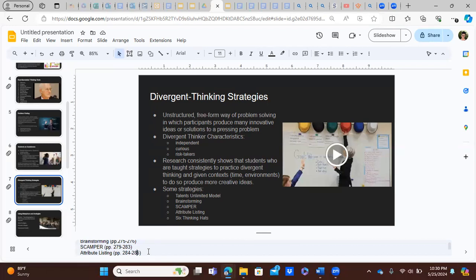M can have several meanings. It can stand for modify. In modifying, we ask, could we change a current idea, practice, or product slightly and be successful? It can also stand for magnify or minify, depending on what subject area and content we're trying to study. P stands for put to other uses. It suggests that we ask, how can I use this in a new way?